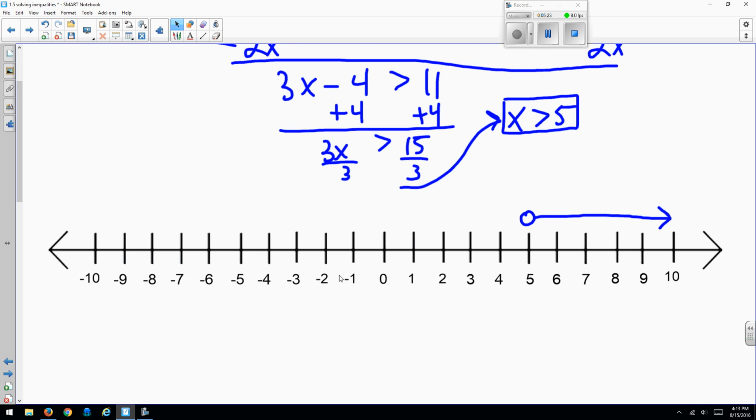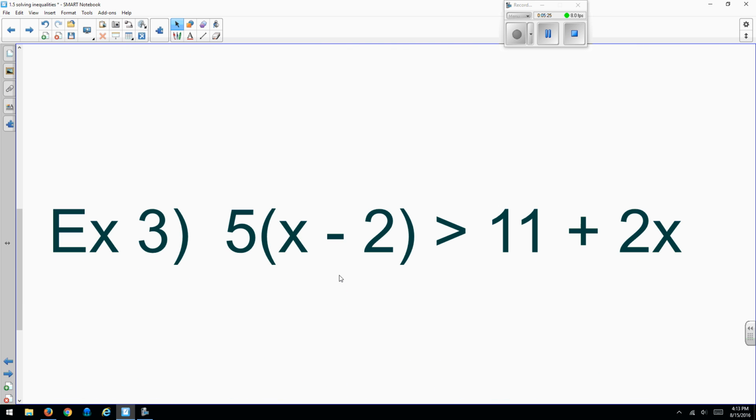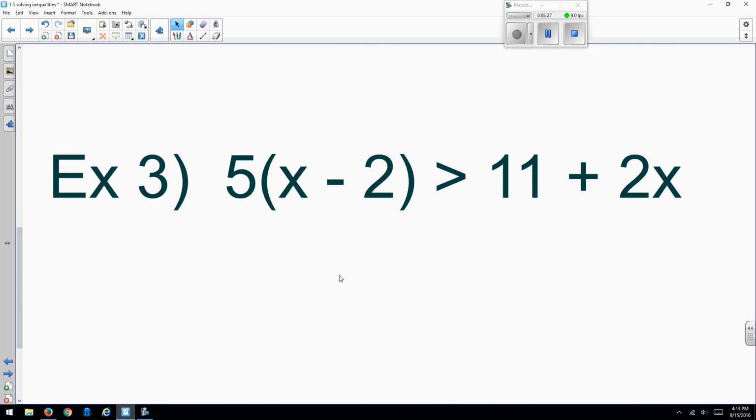Here's the problem for you to try. So go ahead and solve this and also graph it on a number line. And again, just a quick sketch of the number line, have at least 3 values on the number line. And I will be collecting that from you tomorrow.